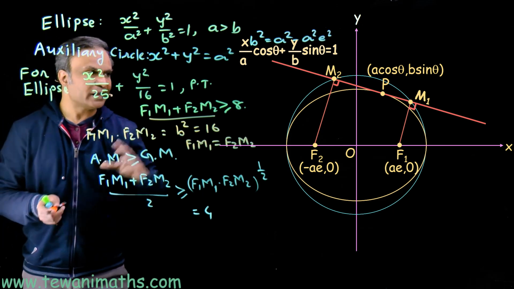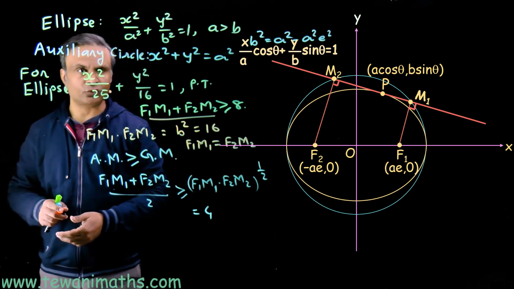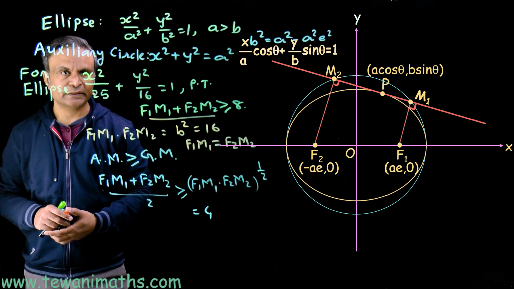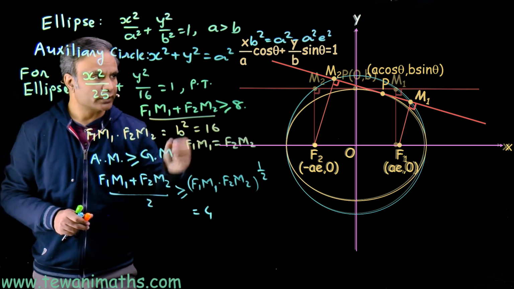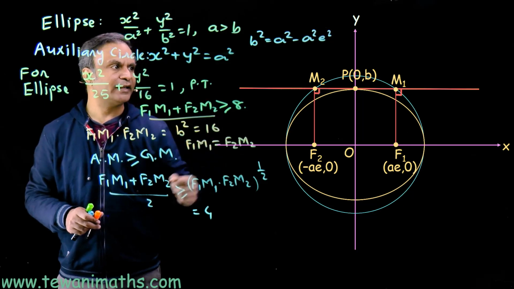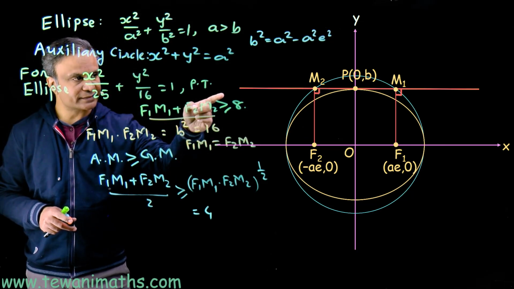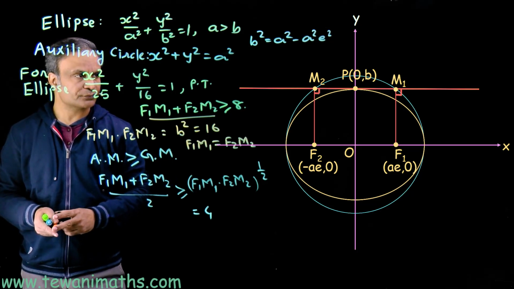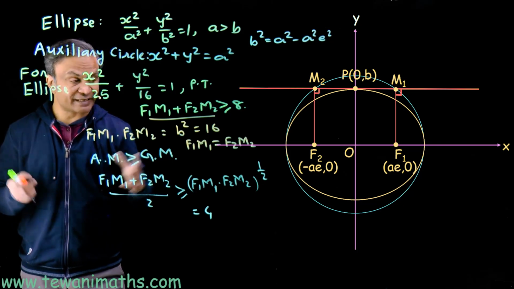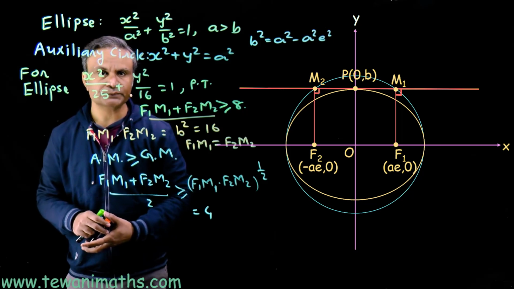And when we have f1 m1 is equal to f2 m2, this is for tangent at extremity of the minor axis. अगर हम minor axis के extremity पे tangent draw करेंगे तो ये tangent major axis को parallel हो जाएगा.